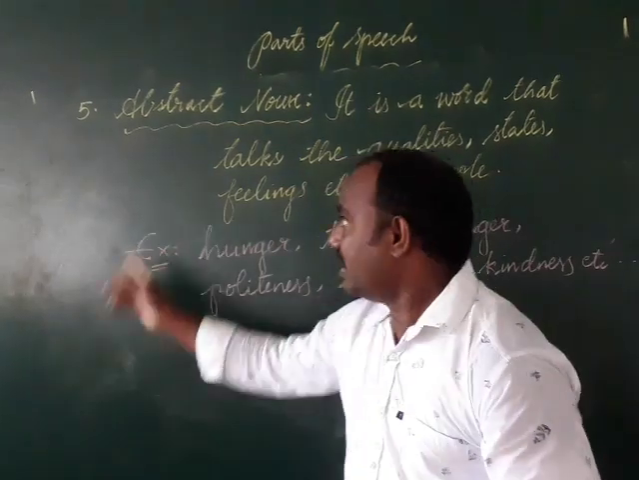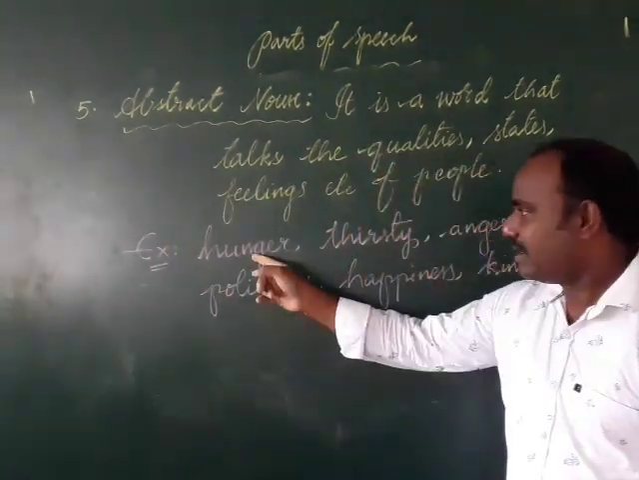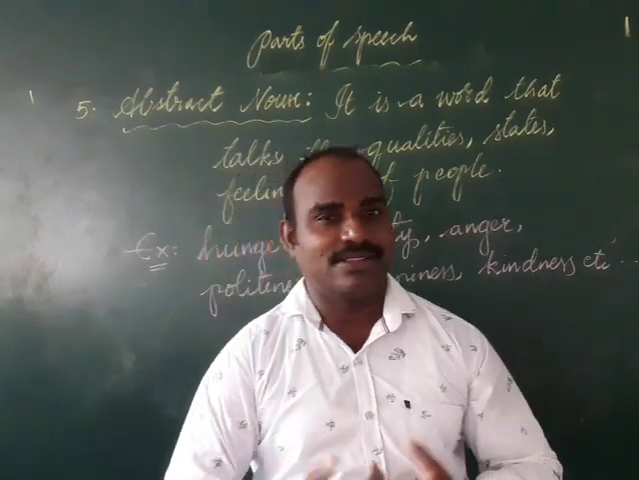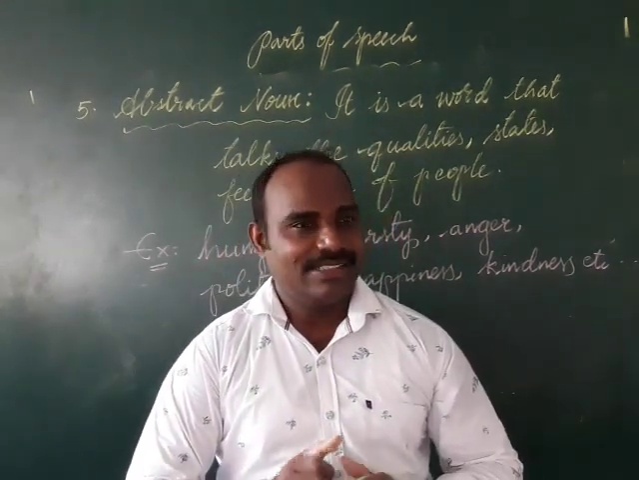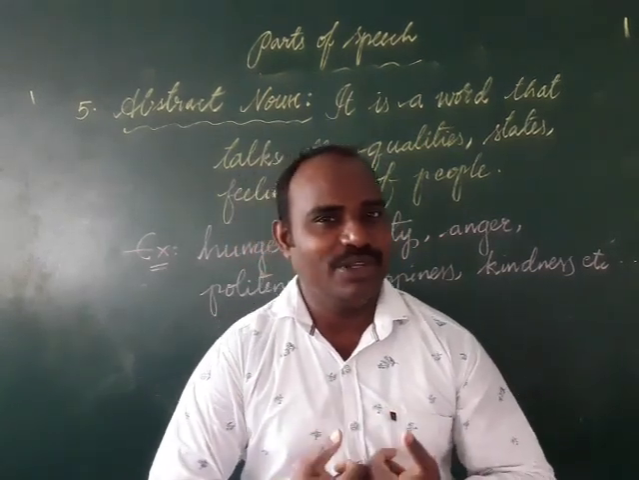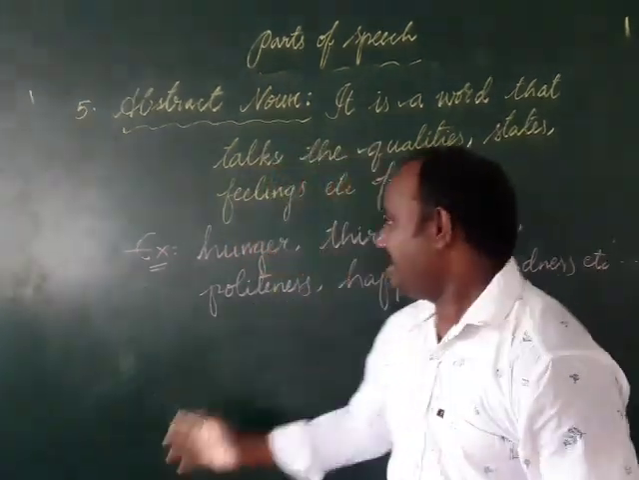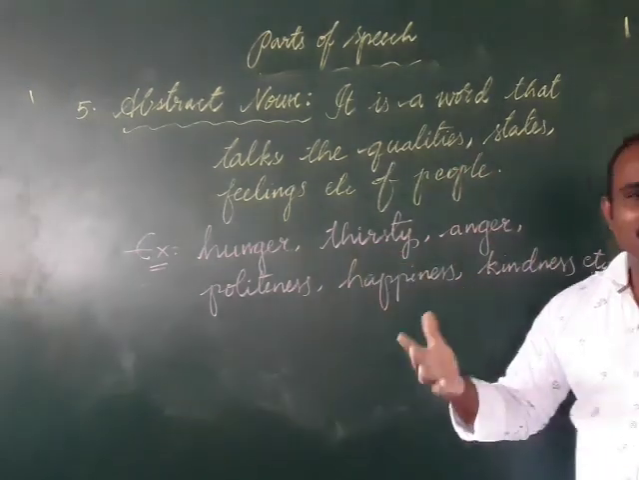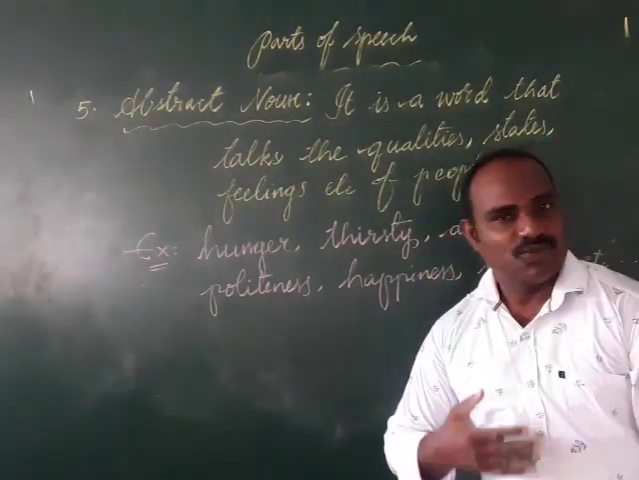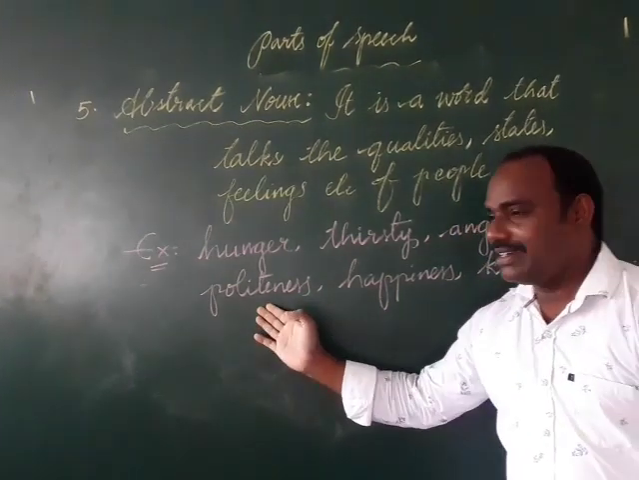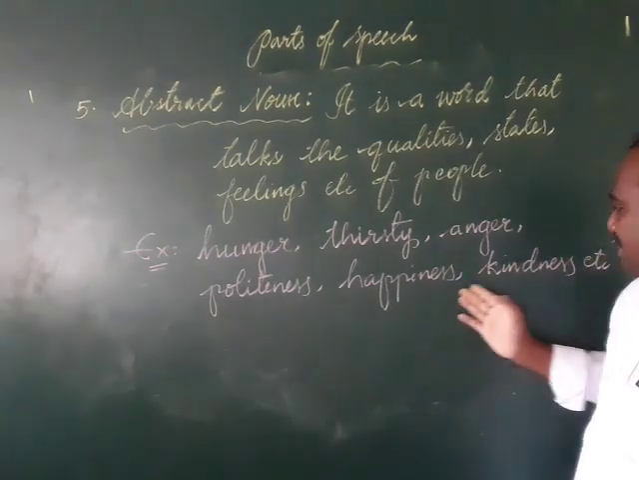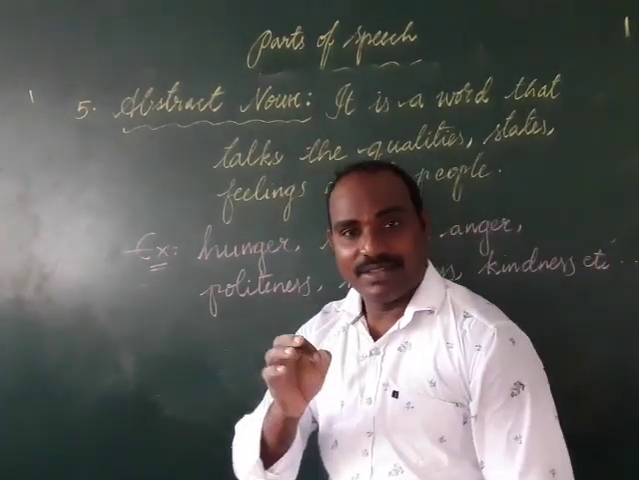But coming to this abstract noun, look at hunger. Can we see hunger? Does it have any physical shape? No, we can't see it. We feel it, we experience it. Look at this one, thirsty. We can't see it, it's not possible. You see, anger, we can't see it, we feel it, we experience it. Politeness, how can we see it? It's not possible. Happiness, kindness, we experience abstract nouns.